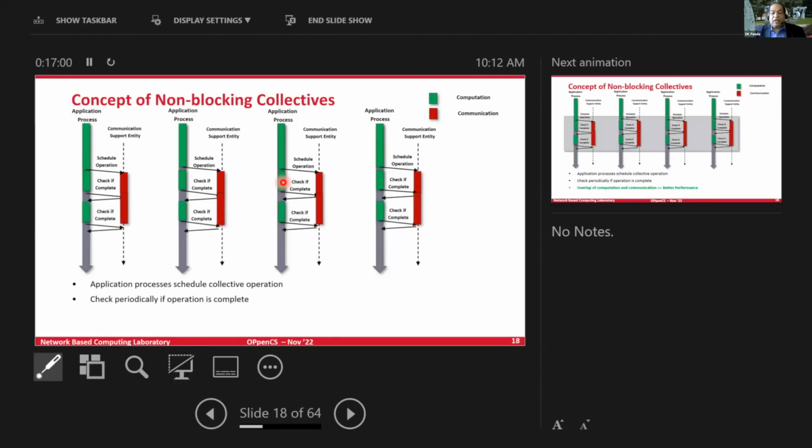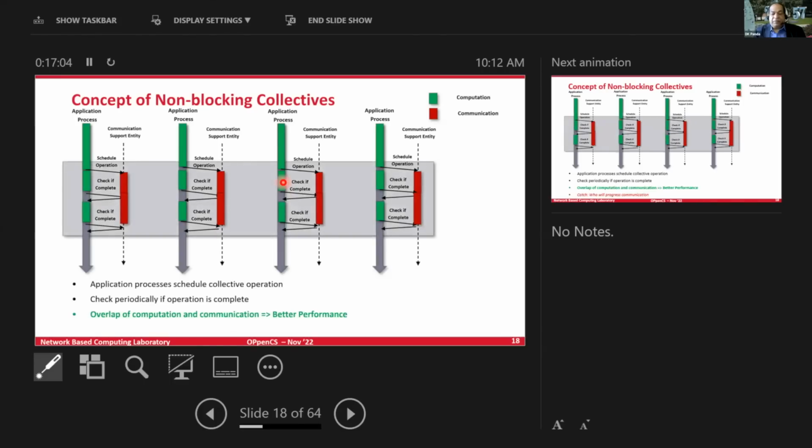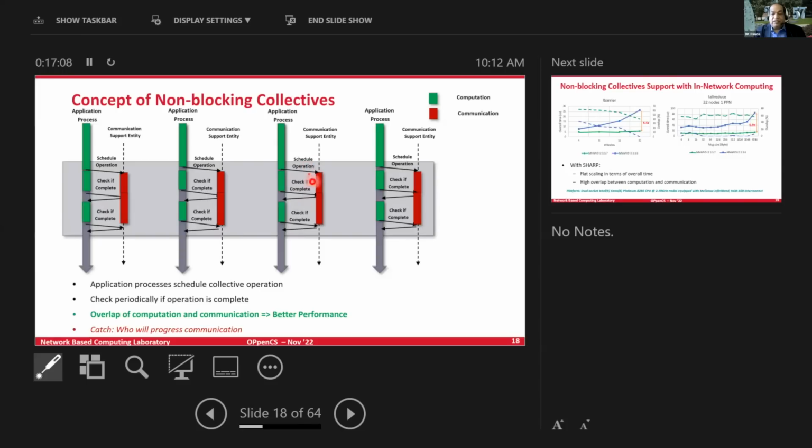So if I can do that, then I'll actually get good overlap of computation and communication. But the question is, who will make this progress? Because sometimes periodically you need to check whether the communication is progressing or not. Maybe you have sent me some data based on the algorithm. I need to combine my data with that and then send it out. So who will take care of those things?